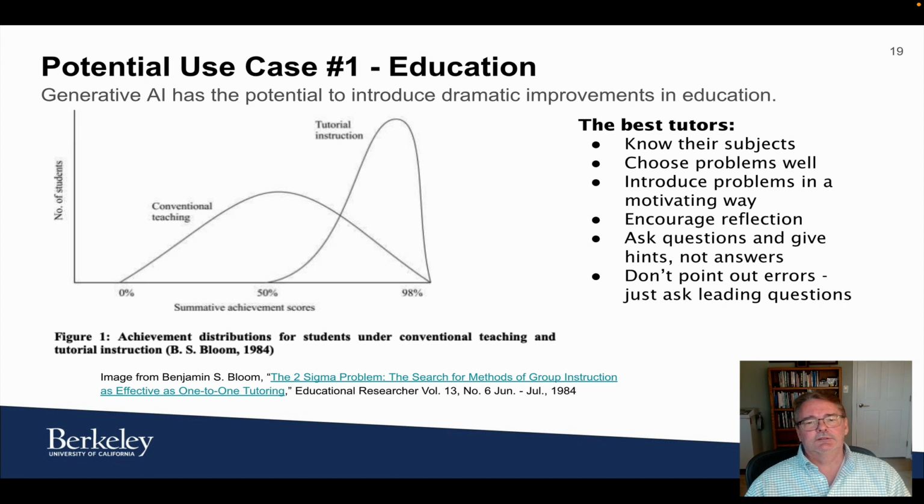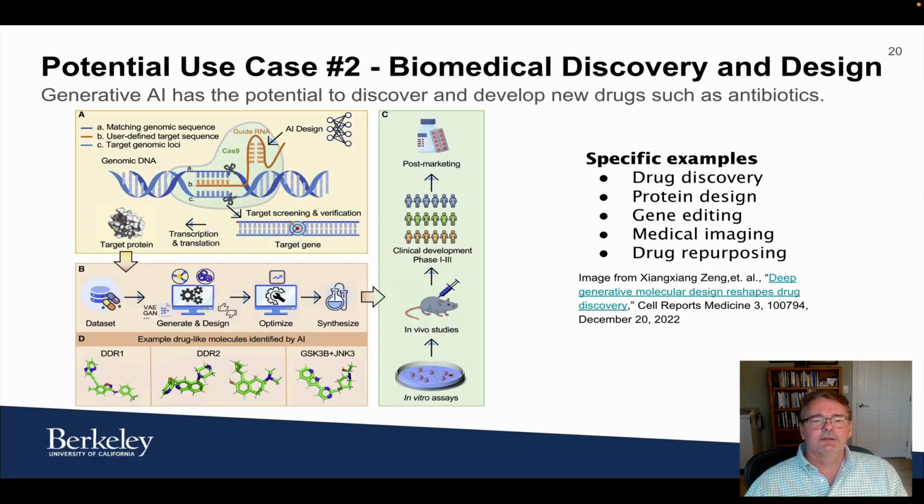That brings us to the question of what are the attributes of the best tutors, because it's critical to learning. The best tutors know their subjects, they choose problems well, they introduce problems in a motivating way, they ask questions and give hints, not answers. They don't point out errors, they just ask leading questions. They also encourage reflection. Is ChatGPT or Google Bard capable of doing these things today? No, not quite. However, with the evolution of the platform, specialized training, and further tuning, these things could easily and quickly become a reality.